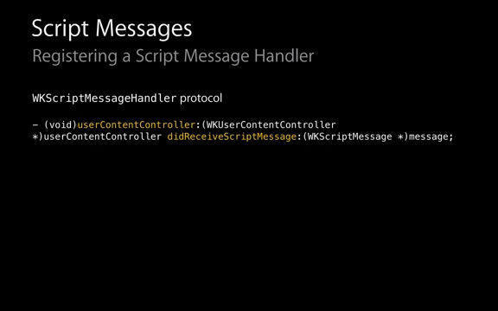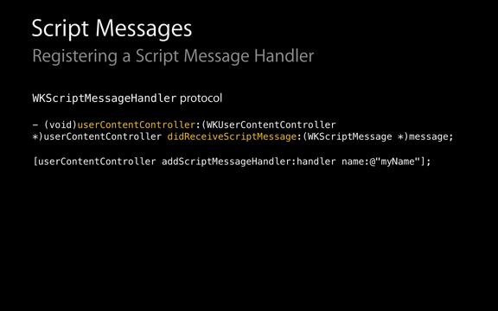So when you want to listen for script messages in your app, you want to register a script message handler. This involves creating an object that conforms to the WKScriptMessageHandler protocol. This protocol has one method that you have to implement, didReceiveScriptMessage. And then you tell the user content controller to add the script message handler, and you give it a name. And this name is really important because it is how your web page communicates back to you.